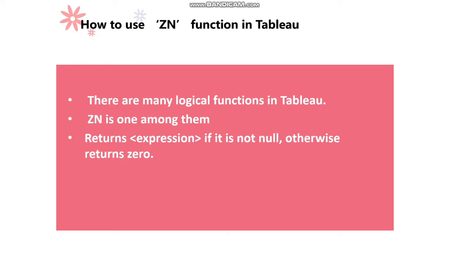There are many logical functions in Tableau. ZN is one among them. It returns the expression if it is not null. Otherwise, it returns 0. That means ZN is a function used to convert nulls to 0. For example, if you have a column with some nulls, let me take sales, and if I have nulls in the sales column and I just want to display 0 instead of null, then I can use the ZN function. Let me open Tableau Public and show you how to use the ZN function in Tableau.